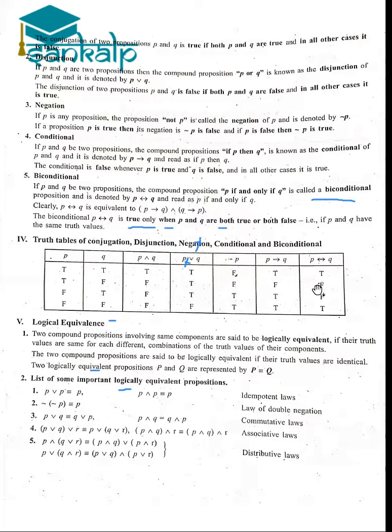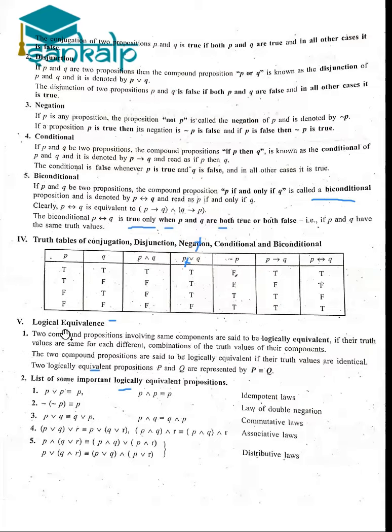Next, double implication. See, if it is T and T, it is T. F and F is also T. Biconditional means both sides should have the same value, either TT or FF. Then you get the truth value as T. But if one is T and the other is F, then you get false.